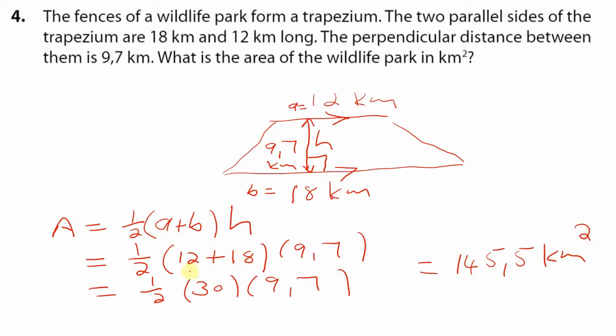Just to illustrate why we know it's square, because remember this is kilometer plus kilometer. So 12 kilometer plus 18 kilometer is 30 kilometer. Here we have 9,7 kilometer. What is kilometer times kilometer? Kilometer square. Area is always square units, whereas perimeter is only normal units like kilometer, meter, centimeter. Area is square, like square meter, square centimeter, square kilometer, etc.